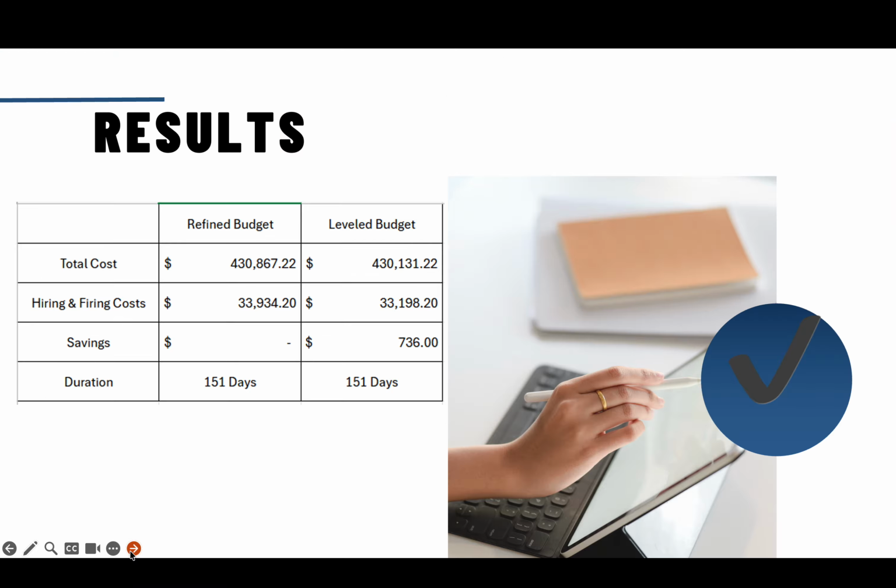To conclude, our analysis demonstrates that resource leveling is a powerful tool for improving project efficiency. By leveraging slack in non-critical activities, we were able to smooth resource demand, reduce hiring and firing costs, and maintain the overall project duration of 151 days while saving a total of $736.